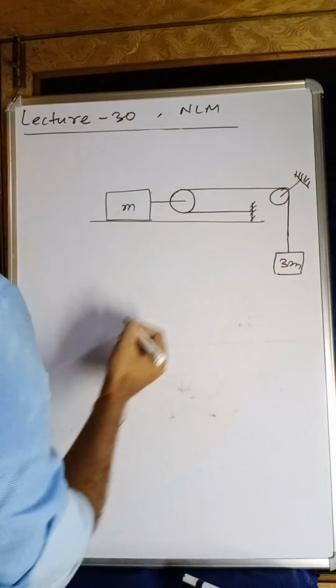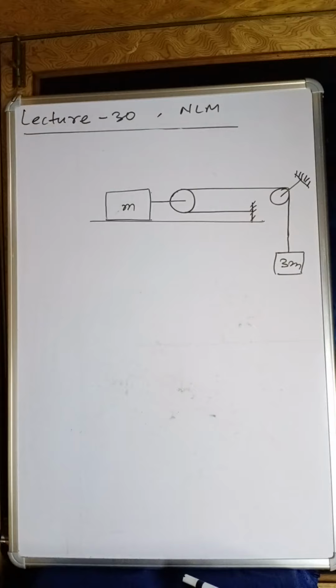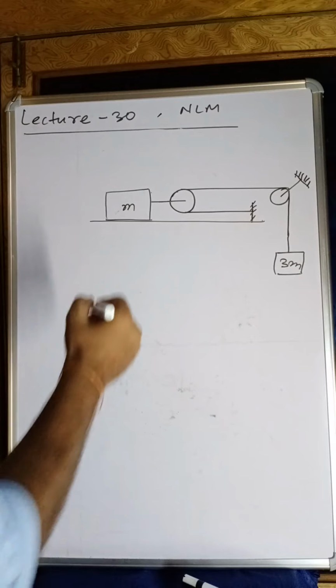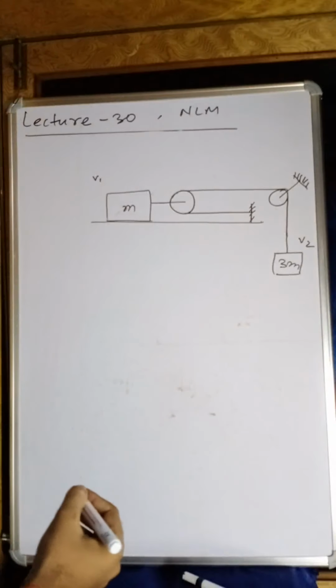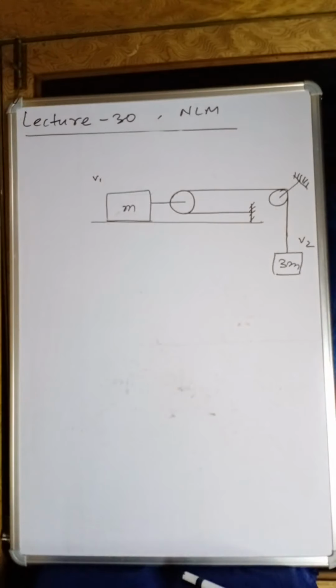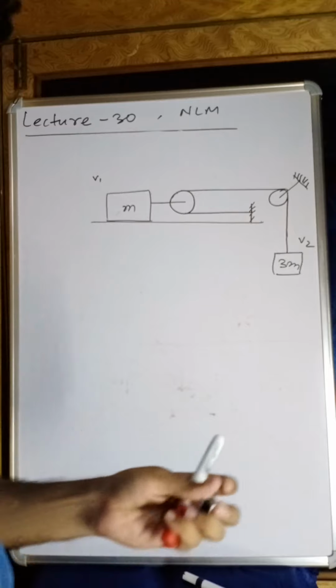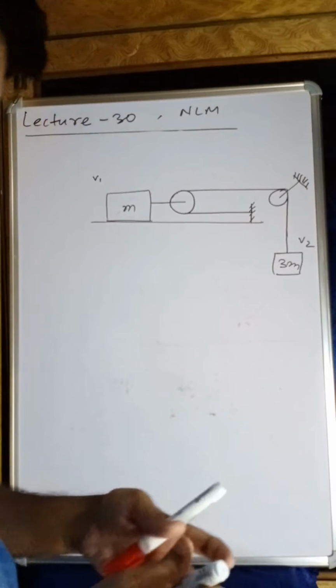In S.C. Verma, this question is given. What do you have to find? You have to find the relation between V1 and V2. Suppose it is V1 and it is V2, then the relation. You have to find the tension and acceleration of each block. Okay? Okay. So, let me solve this question.